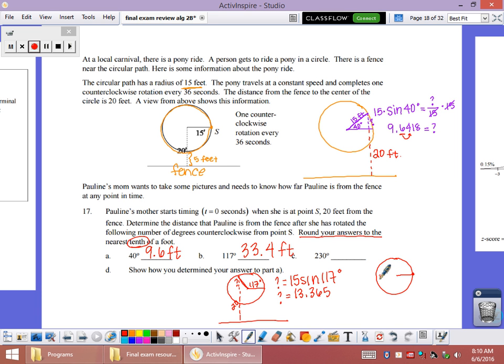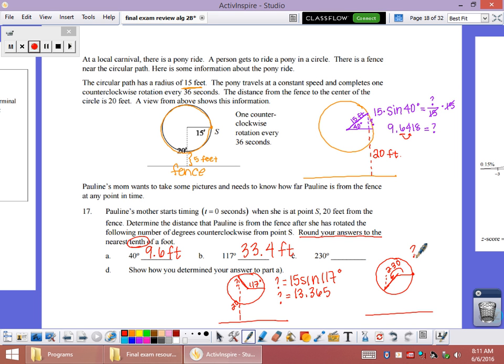230, well, straight across would be 180. Here's 270, so I'm going to be somewhere about like that, where this angle here is 230. And so this distance is actually, if you think about it, from here to the fence, I'm sorry, is 20 feet. This should actually come out to be less than 20 feet when I'm done. So I'm going to think, what is this distance?